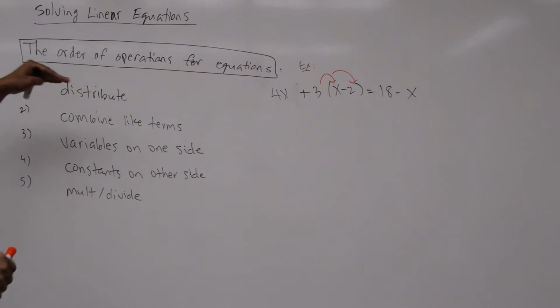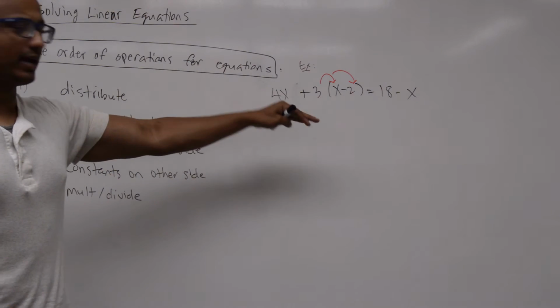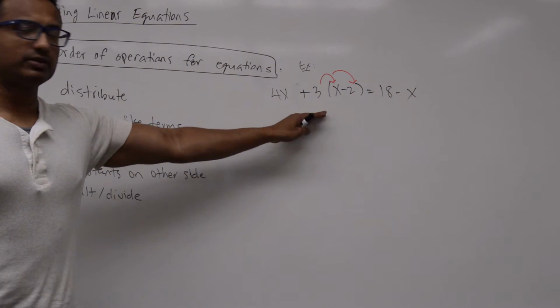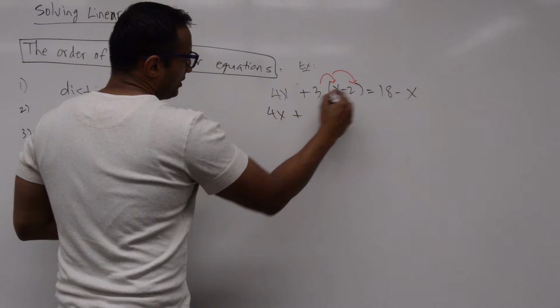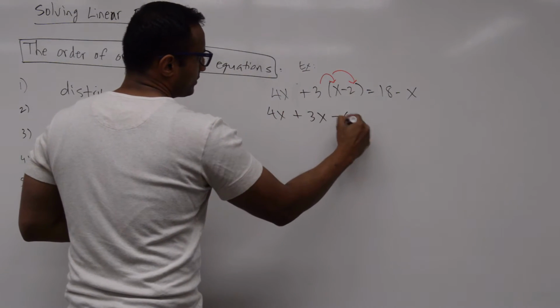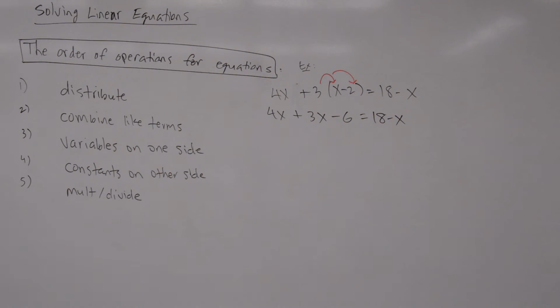Now you have to follow this order of operations. So before you distribute, we can't add any like terms. So the distribution comes first, which means we're going to have 4x, 3 times x is 3x, 3 times negative 2 is negative 6, and that equals 18 minus x. Okay, and that's done.